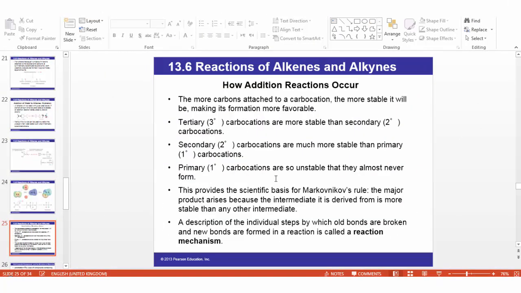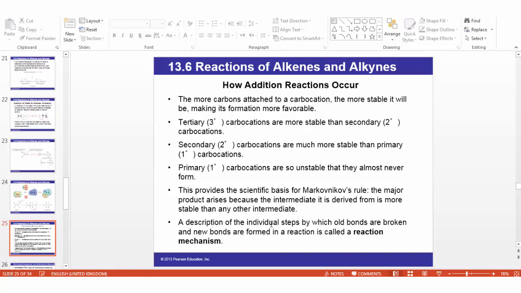How do addition reactions occur? The more carbons attached to a carbocation, the more stable it will be, making its formation more favorable. Tertiary carbocations are more stable than secondary, secondary more stable than primary, and primary are so unstable that they almost never form. This provides the scientific basis for Markovnikov's rule. So the major product arises because the intermediate it is derived from is more stable than any other intermediate.